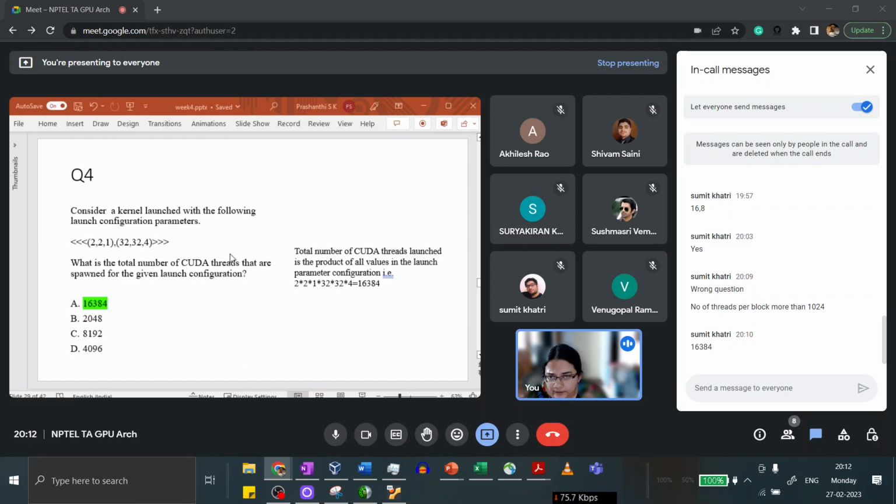But hopefully how you calculate the total number of threads from a launch configuration is clear to everyone. You multiply all 6 elements, right? That's what you need to remember. But why we do that is basically number of blocks into number of threads per block. So the block and per block cancel out and you're left with the total number of threads. Any doubts in this?